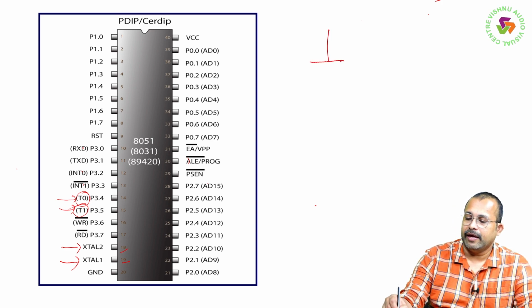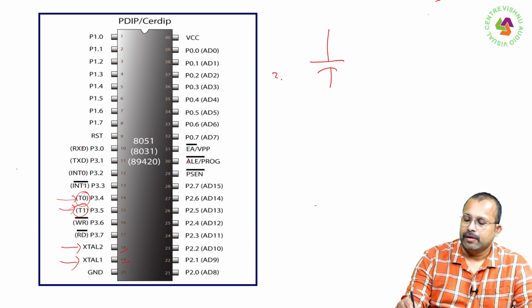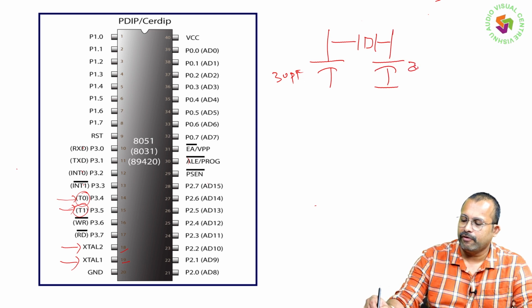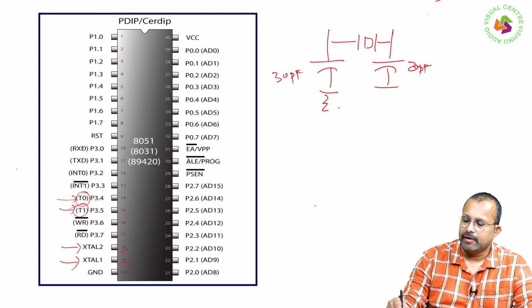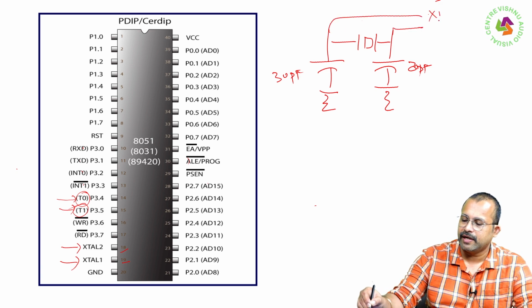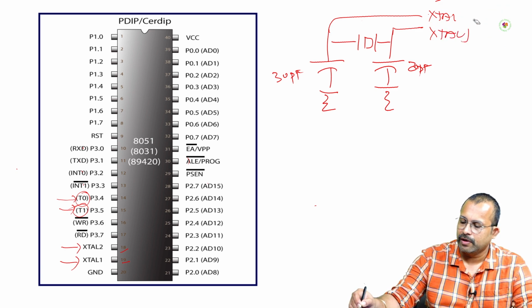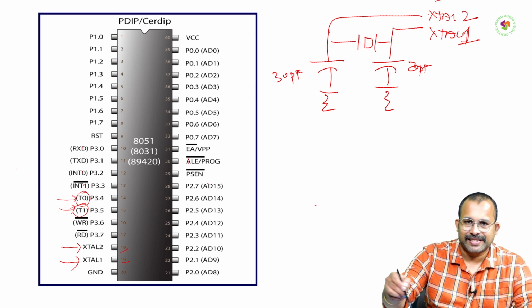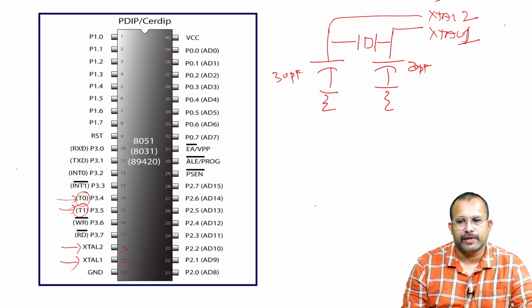Externally, a 30 picofarad capacitor is placed over here in parallel connection with a ceramic resonator. Another 30 picofarad capacitor is grounded here. And this is connected to external 2 and external 1, that means crystal 2 and crystal 1. So, this is an external clock circuit connected at these two pins.